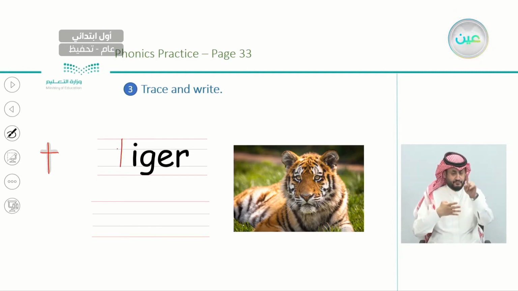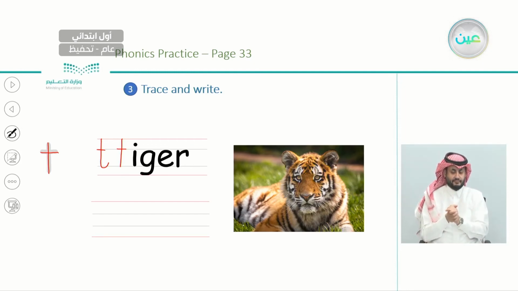This is T. And also there is another shape here. You can write it like this, and we have a small line like this. So you can write this T or this T. Both are correct. So we have tiger, tiger.